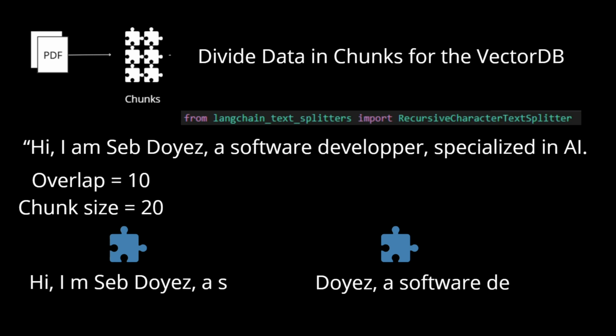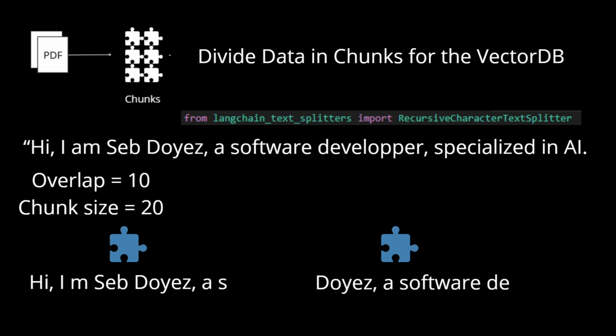To do that, I use another function from LangChain, which is the RecursiveCharacterTextSplitter. So this is an example. This is one sentence extracted from a PDF: I am Seb Doyer, a software developer specialized in AI. My arguments for the RecursiveCharacterTextSplitter are an overlap of 10 and a chunk size of 20. So for the first chunk, I will take 20 characters from the sentence. So: I am Seb Doyer, with a S.